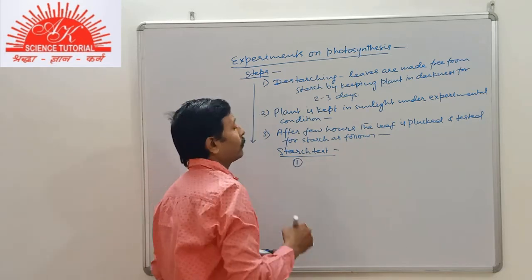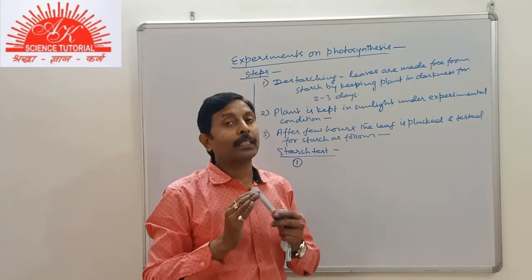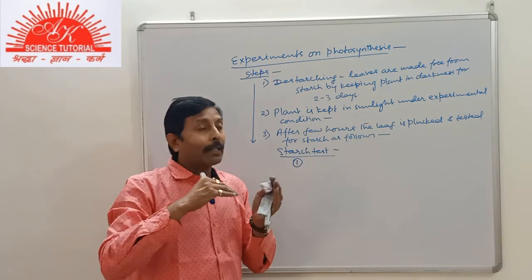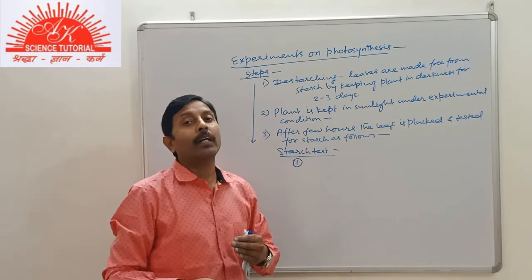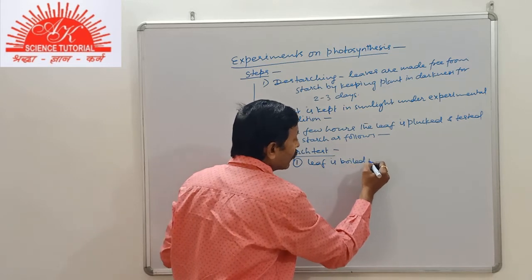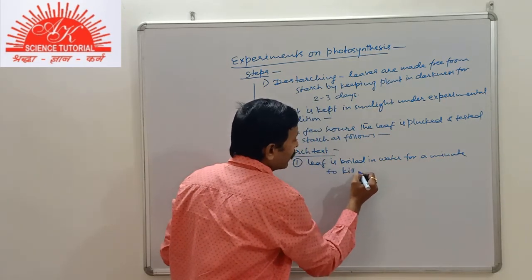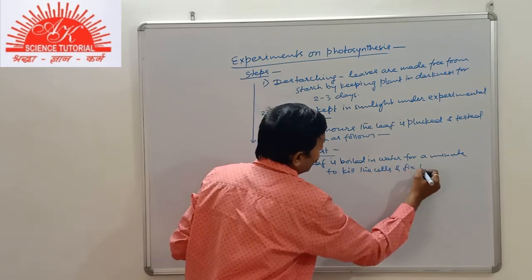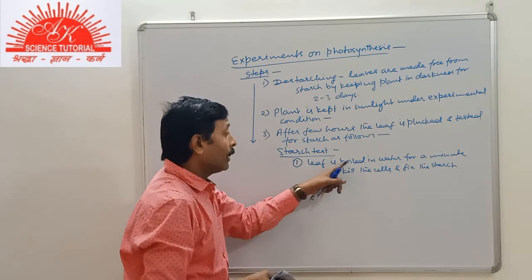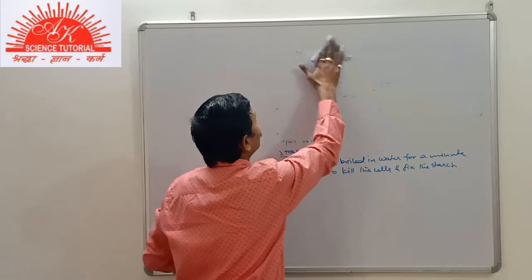So, in the first step of a starch test, the leaf is boiled in water for a minute to kill the cells and fix the starch. On boiling, the cells are killed, enzymes are destroyed, and the metabolic activity will stop. Hence, the starch will not be converted into another form. It will be fixed.